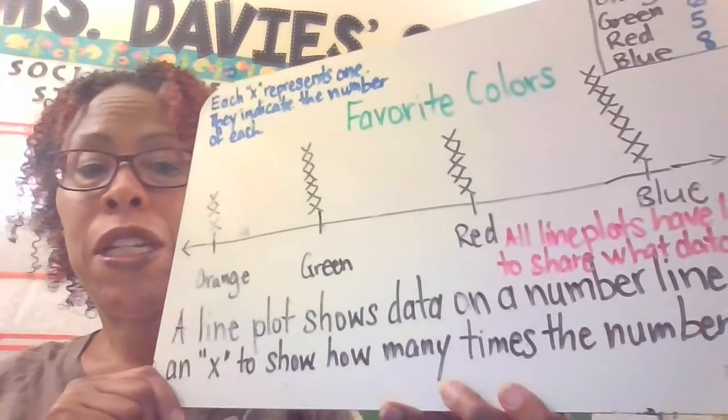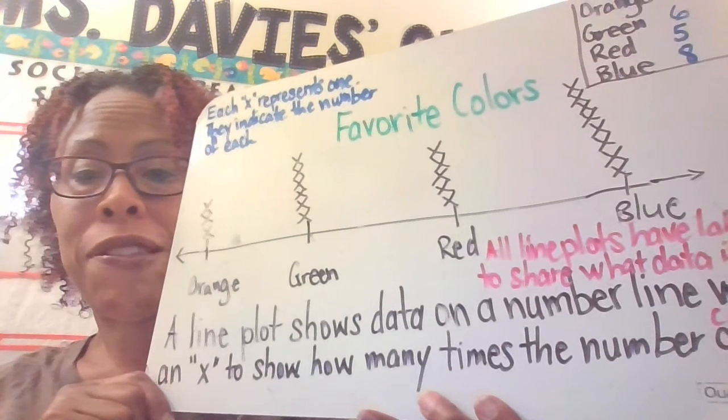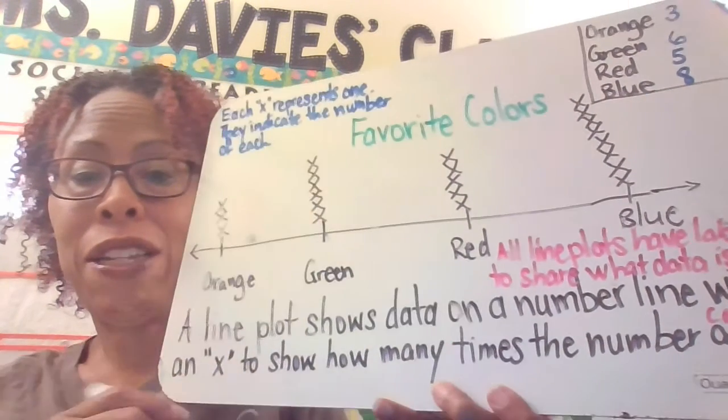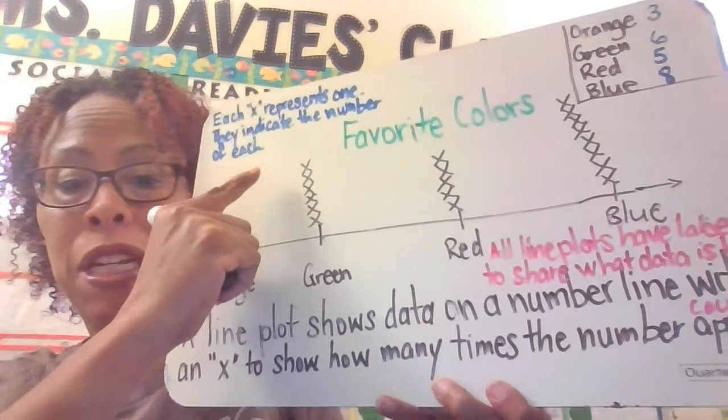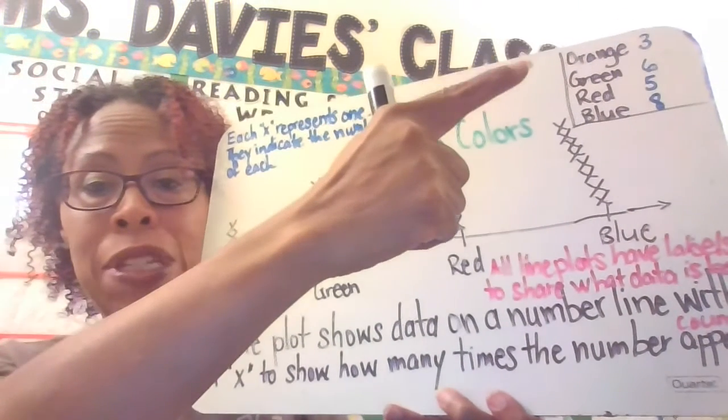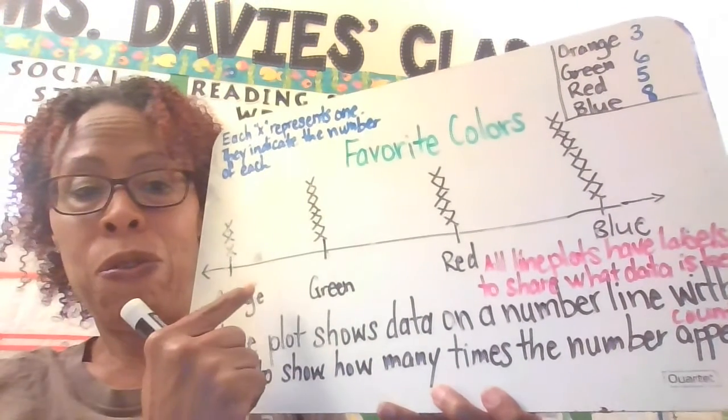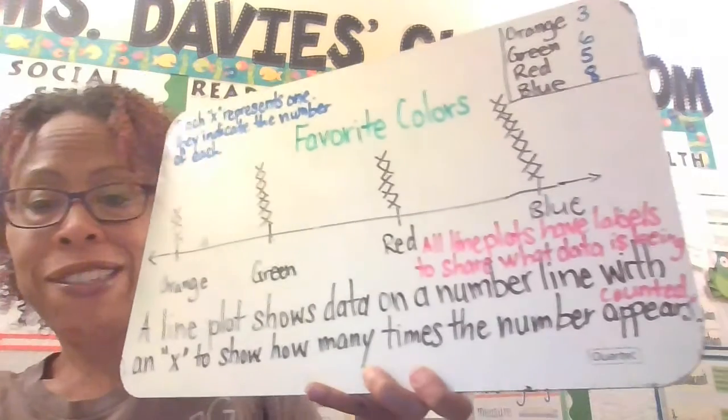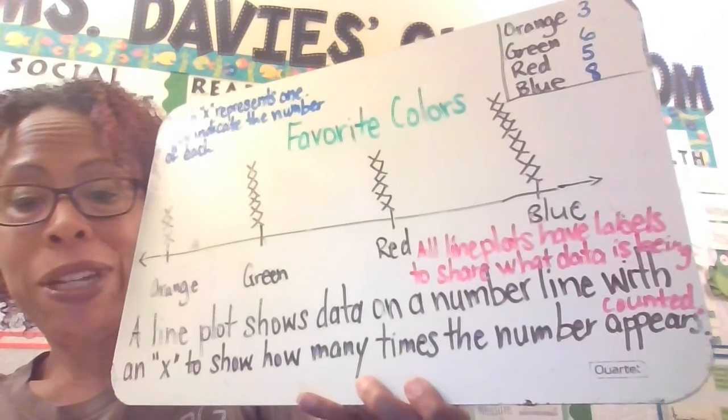All right, so again, a line plot needs to have labels. It has an x-axis. It needs to have a title. The line plot is going to represent the data in the form of X's. We look forward to seeing your line plots.